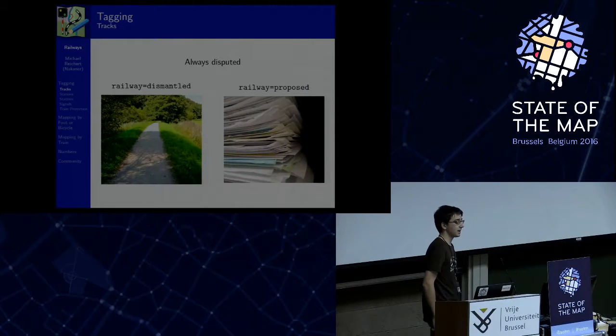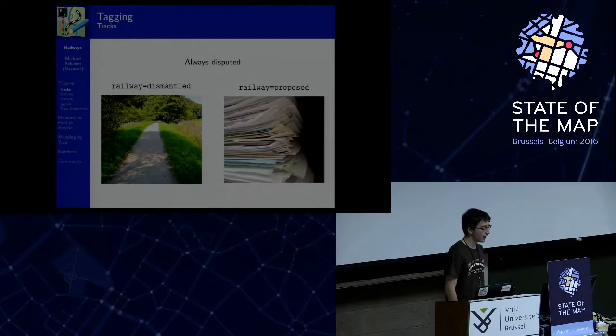These two tags are always disputed. It's railway dismantled track. You find it usually in combination with highway cycleway or highway track. These are lines which were railway lines but nowadays are used as cycleways, and only railway experts see that there has been a railway some years ago. The railway proposed is similar. These features do not exist in reality, they just exist on paper.